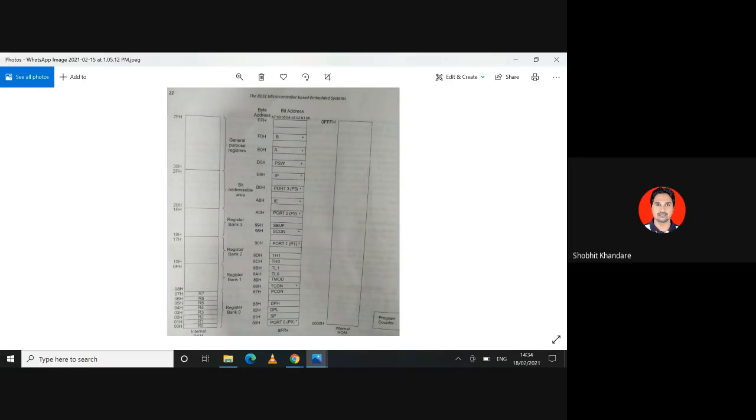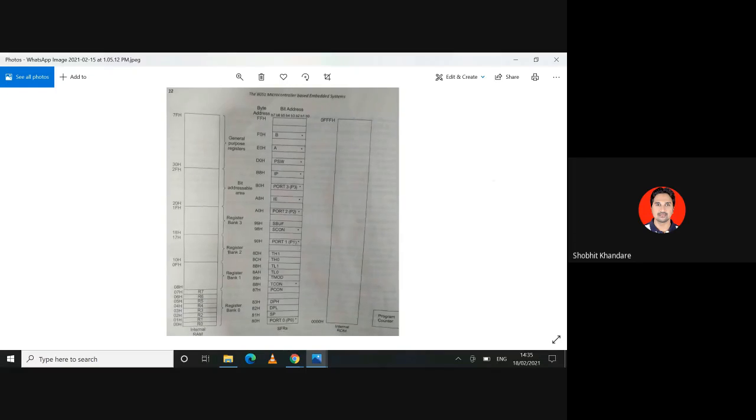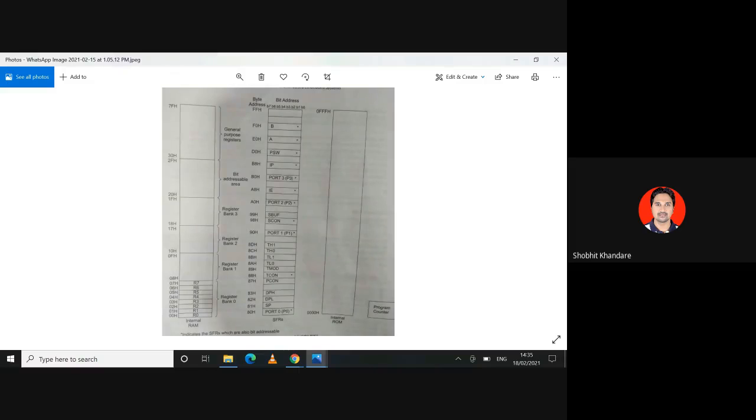which you have seen how the bit addressable area is divided into different bit addresses. We have even seen the internal ROM. It is 4K, so 000 to 0FFF. And then there is a small program counter, which is 16-bit.